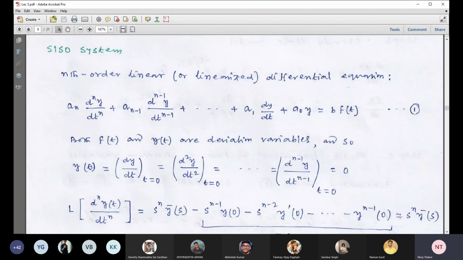Laplace transform of the nth order differential becomes s to the power n y bar s. So I have written the Laplace transform of the nth order differential only. The rest I did not show.